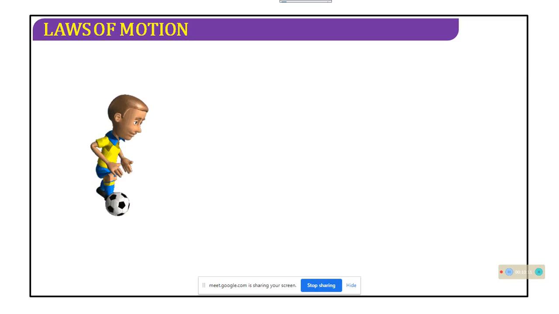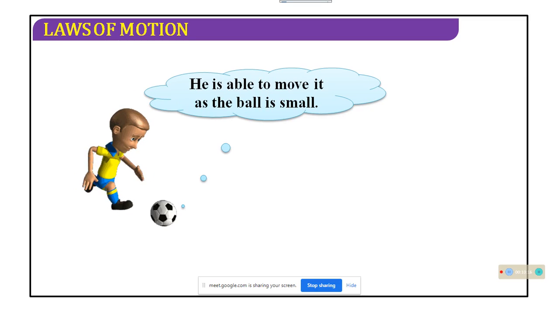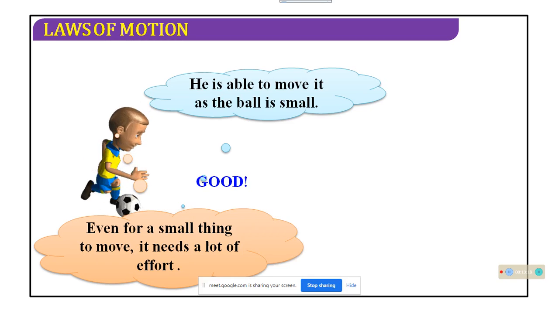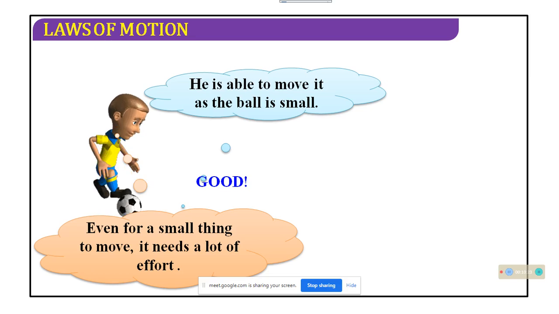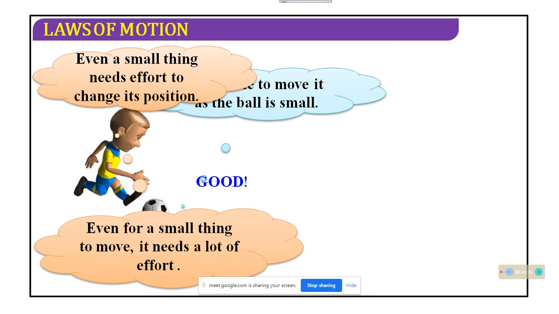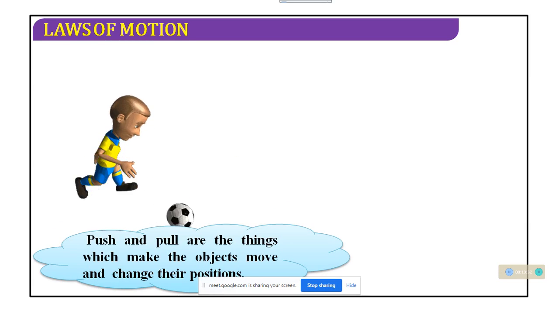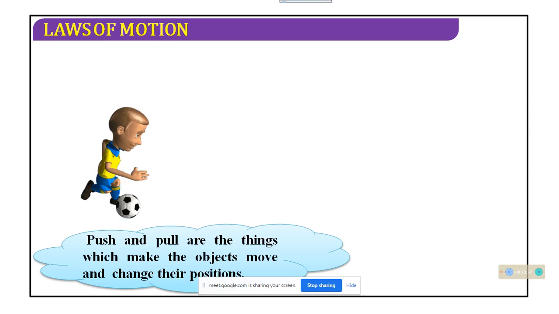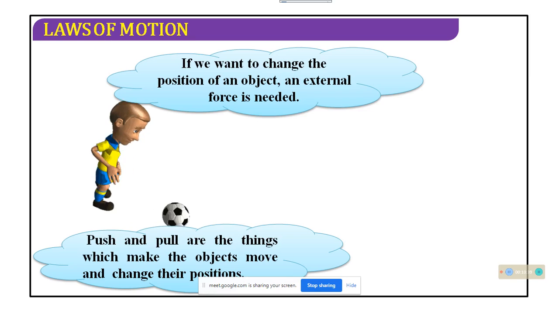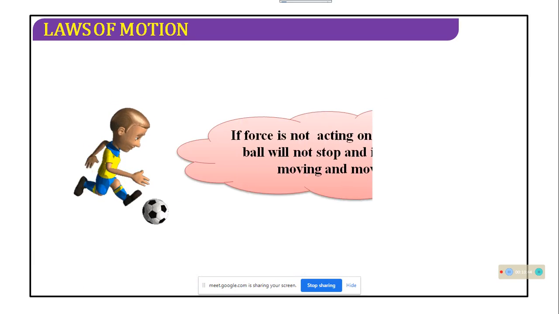Next one. The object is in motion. It will be in motion forever. Okay. Even for a small thing to move, it needs effort to change its position. Push and pull are the things which make an object move and change its position. If we want to change the position of the object, an external force is needed.